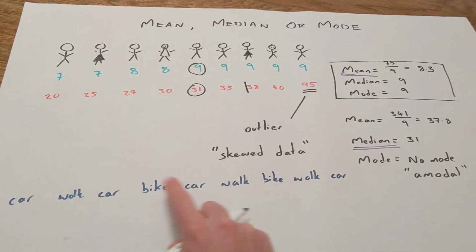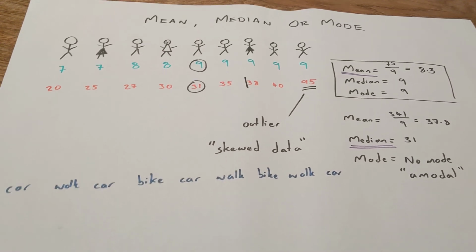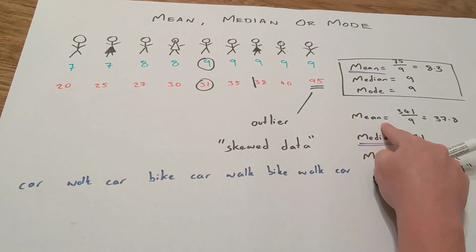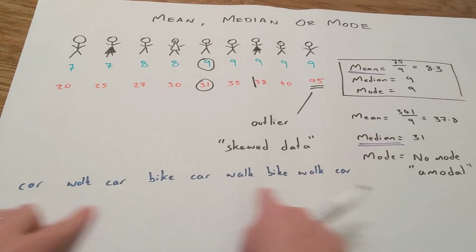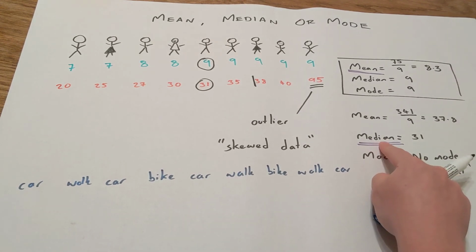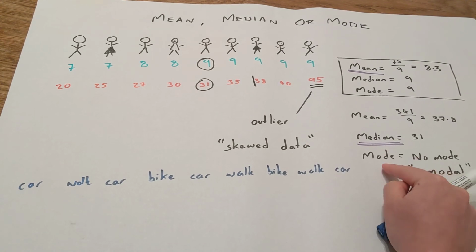Is that 9? 1, 2, 3, 4, 5, 6, 7, 8, 9. Yes. Now, we've got no numbers here, so we can't work out a mean. We can't do a calculation. We've got no middle value. We can't order them if they're not numbers, so we can't do a median. But we can look for the most common. We can look for the mode.